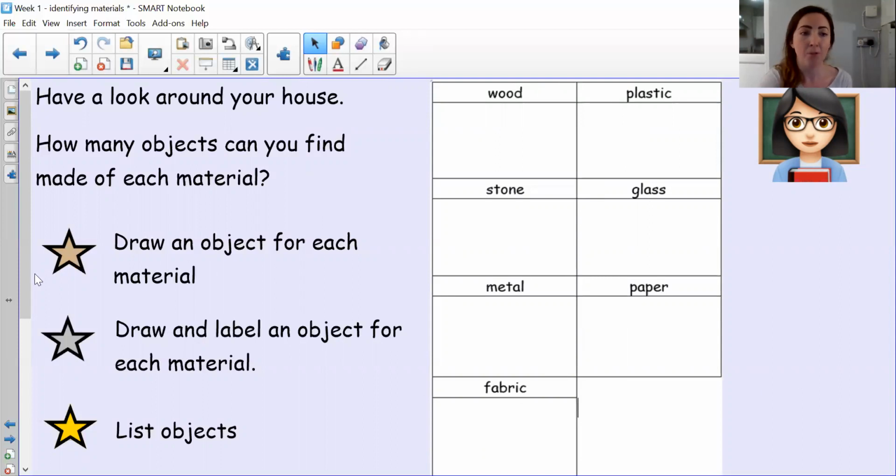Okay, so we have our bronze challenge is to draw an object for each material, so an object that's made out of each material. Silver star, to draw and label an object for each material, so draw a picture but label it too. And then gold star challenge is to make a list of some objects that you find under each material. So more than one object under each.